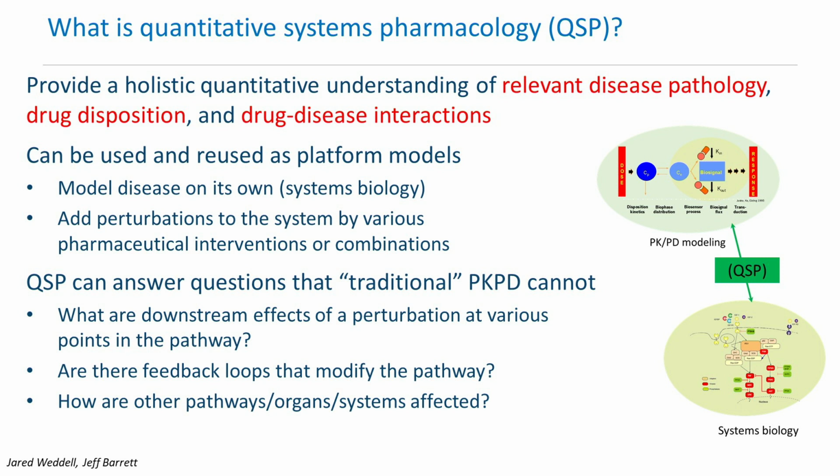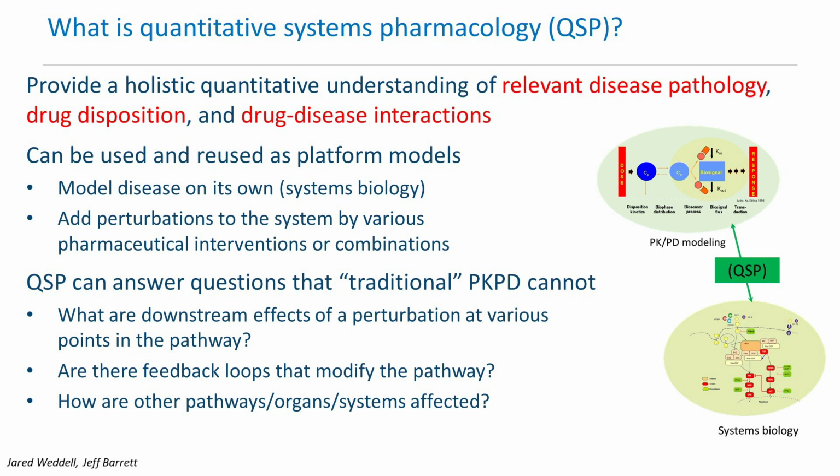So all of these things, if it's mechanistic, we need to be able to incorporate that into the model. And how are other pathways, organs, and systems affected by your perturbation of this particular system? And you really need QSP and its modeling of the relationships between these pathways in order to be able to answer such questions. The beauty of QSP is that these models can be used and reused.